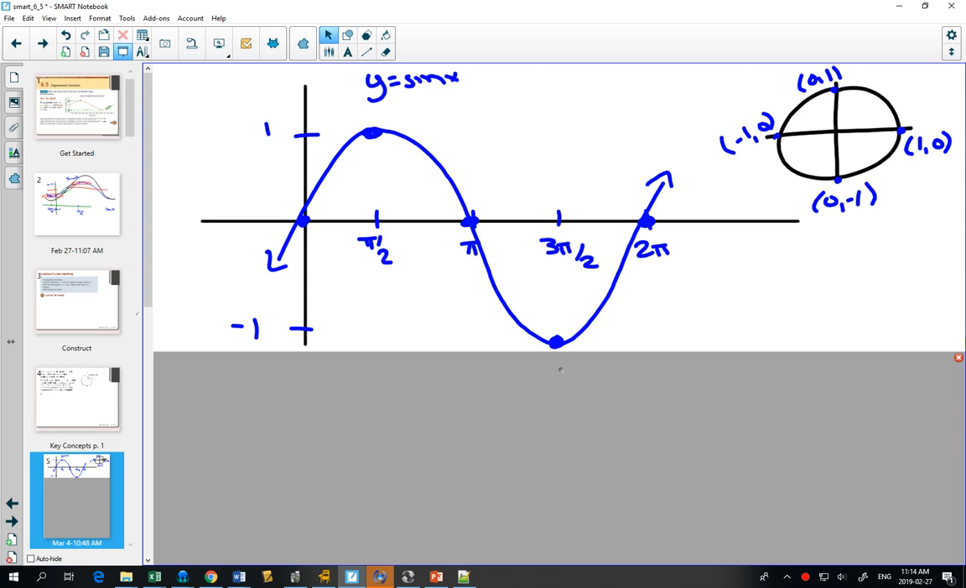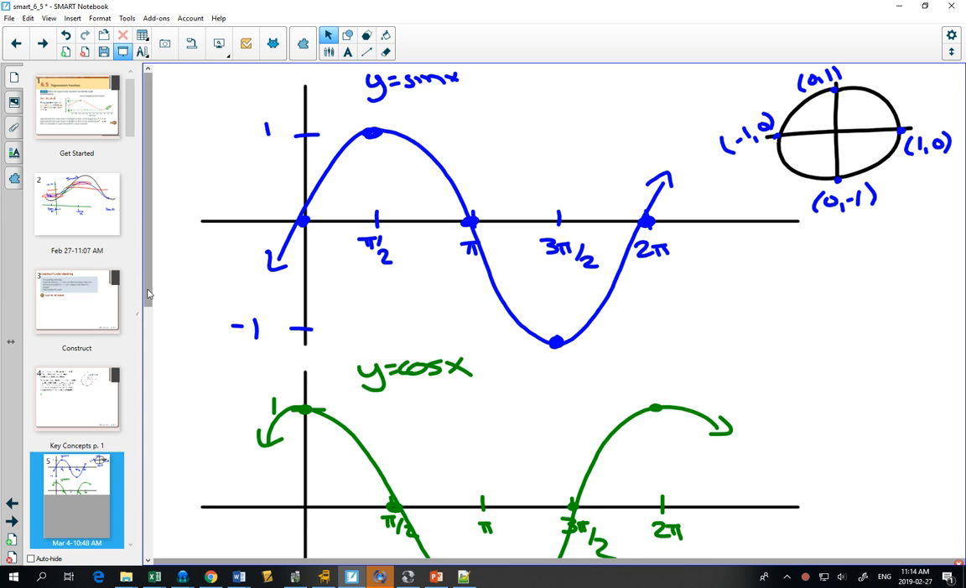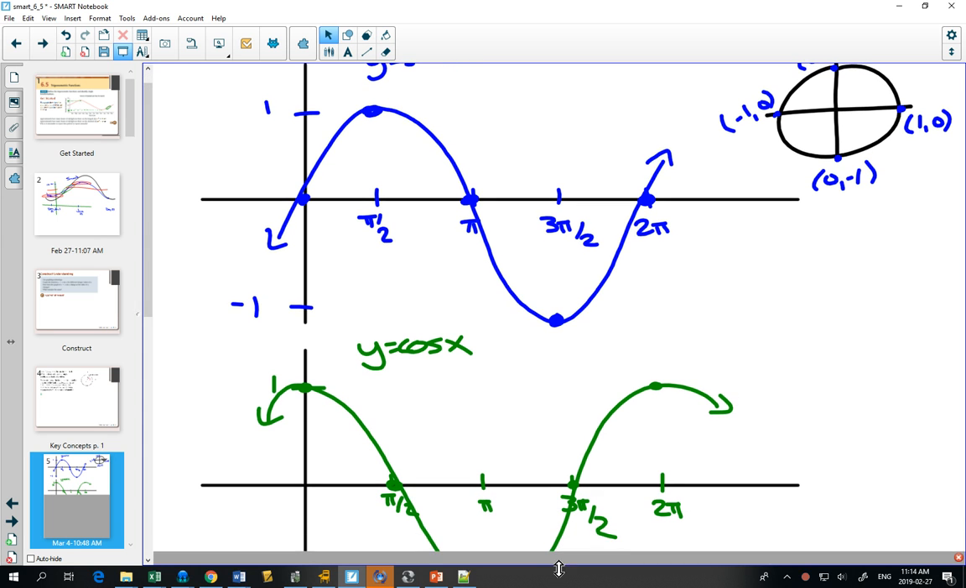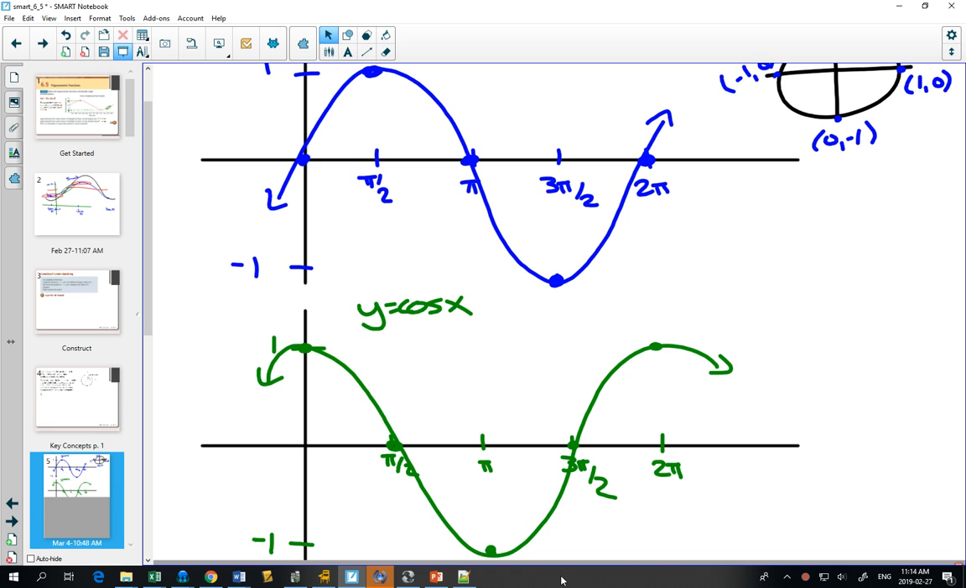And we can do the same thing and look at the x-coordinates and graph our cos graph. It too will go from negative 1 to 1 for its range. But cos is your x-coordinate. At 0, it's at 1. At pi over 2, it's at 0. At pi, it's at negative 1. At 3 pi over 2, it's at 0. And at 2 pi, it's back to positive 1.